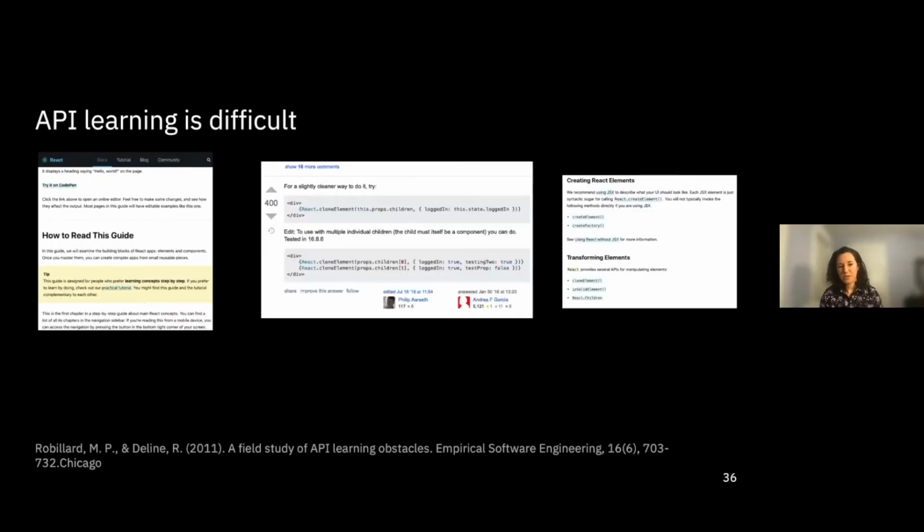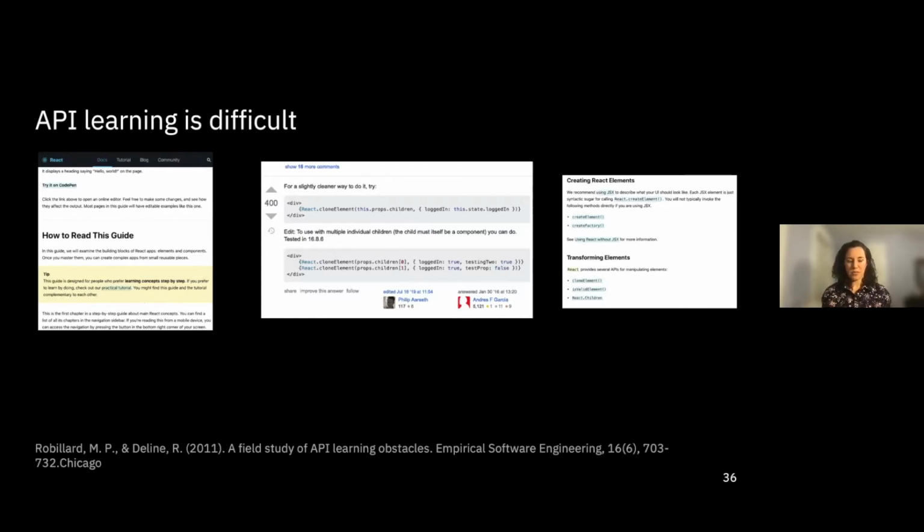However, research has shown that API learning is really difficult for a variety of reasons. Documentation can be missing or problematic. Examples that people provide through question and answer forums might not be helpful or might not be relevant. So there are a lot of issues with learning these APIs. And again, it's something that people are often doing as part of a project that they're on.